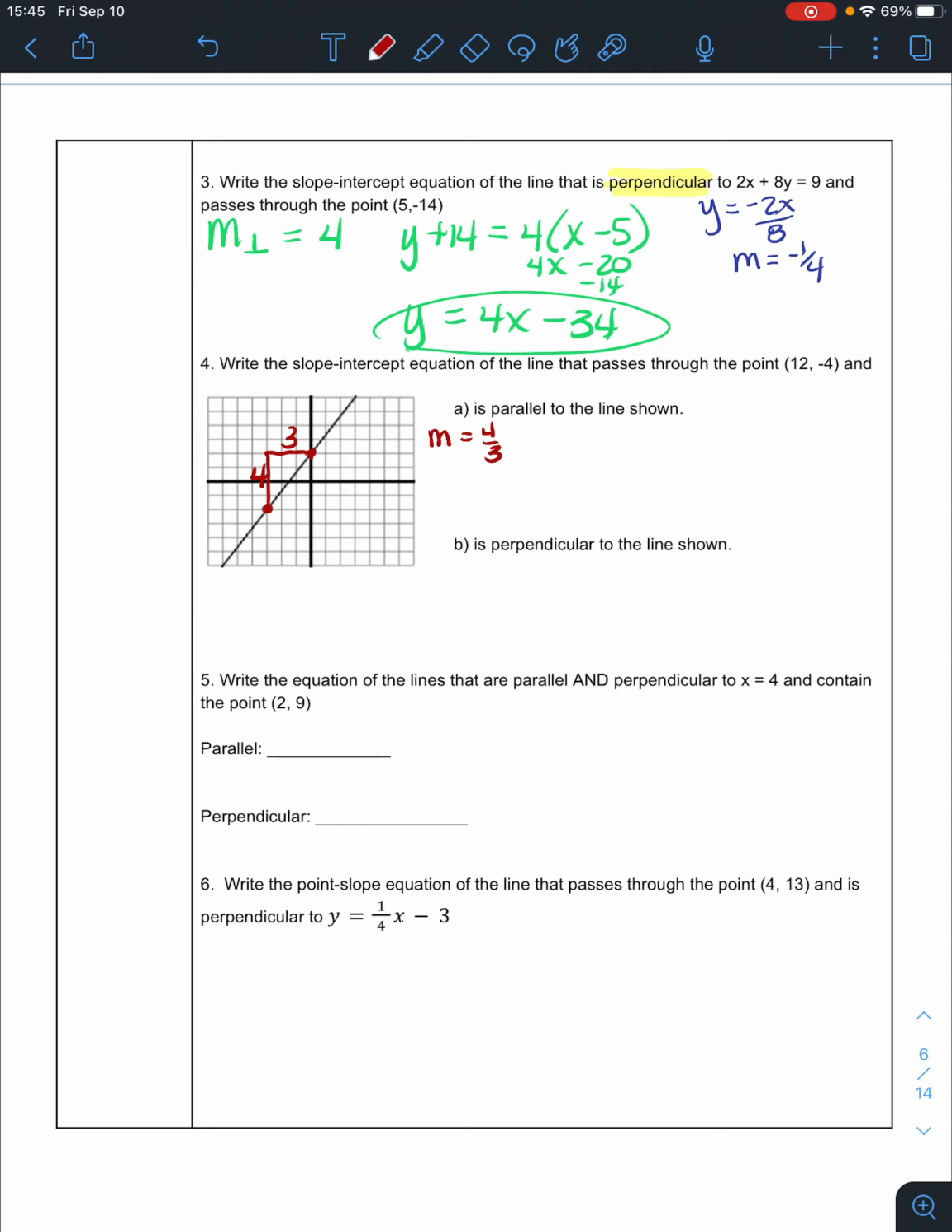So since the slope of the line that I have is 4/3, I want my line to be parallel. So I'm going to use that same slope, and now I just go through the process again. y minus a -4 is equal to 4/3 of x minus 12. Distribute your 4/3. So you get 4/3 x. So 4 times 12 is 48, divided by 3 is 16.